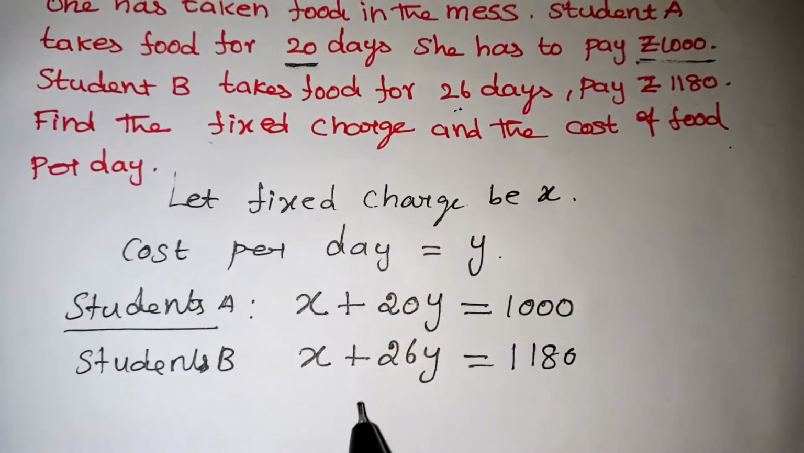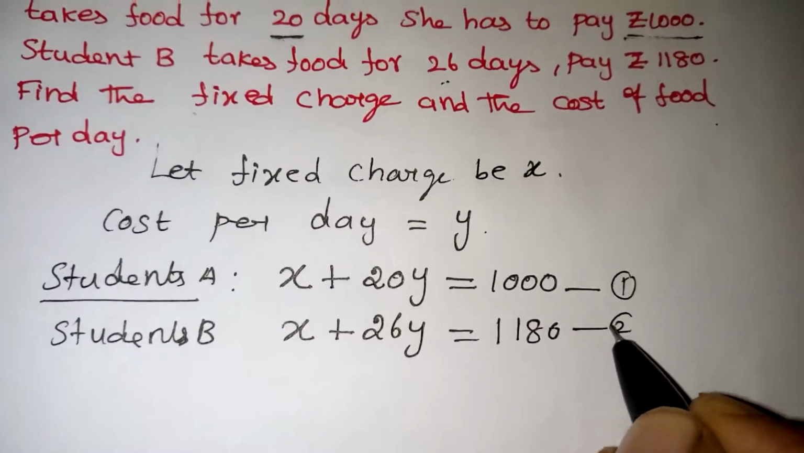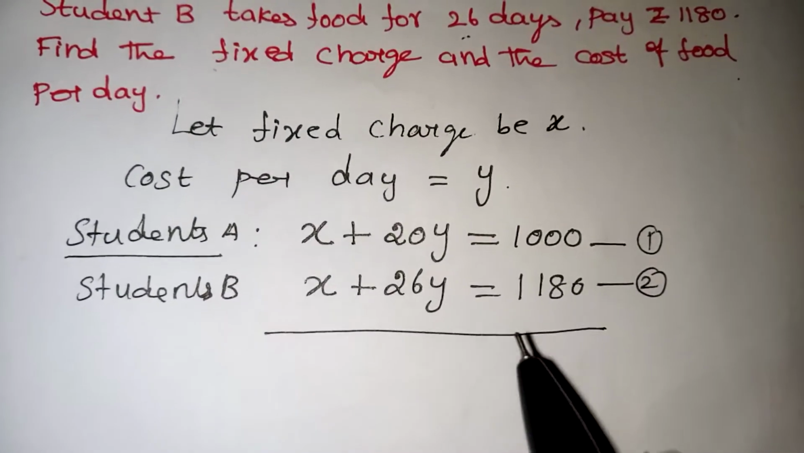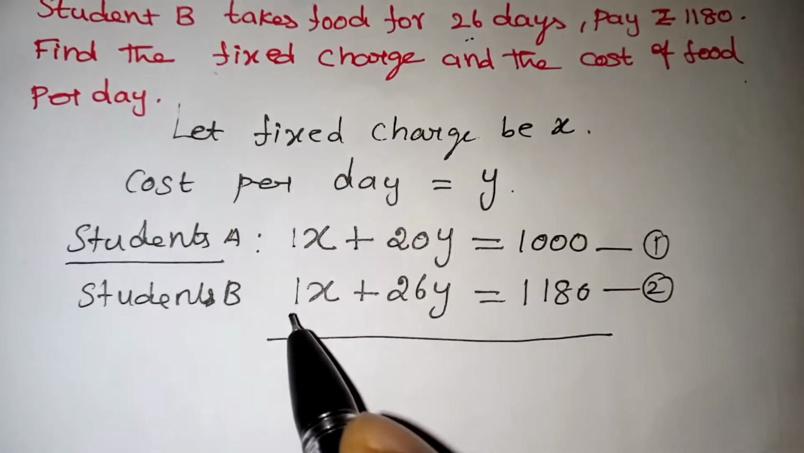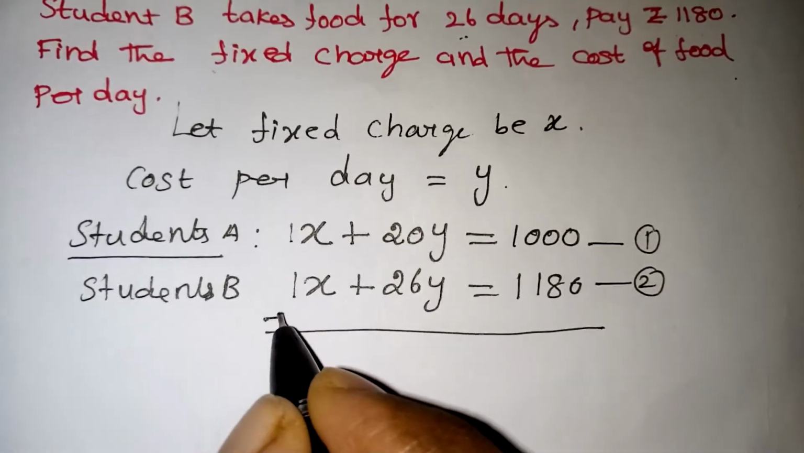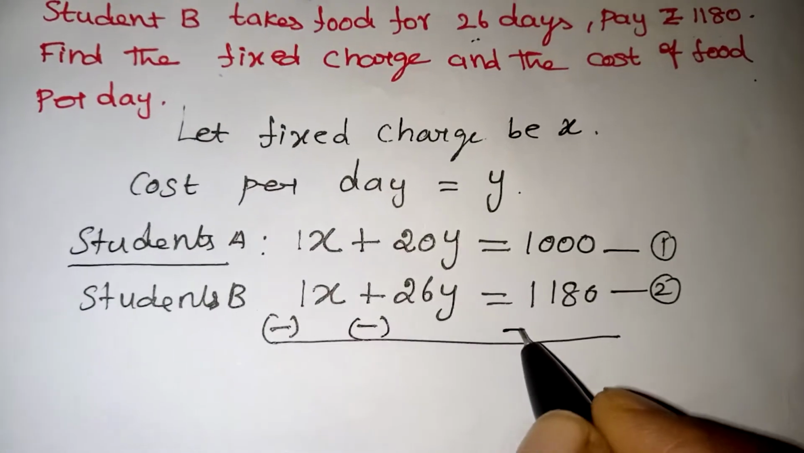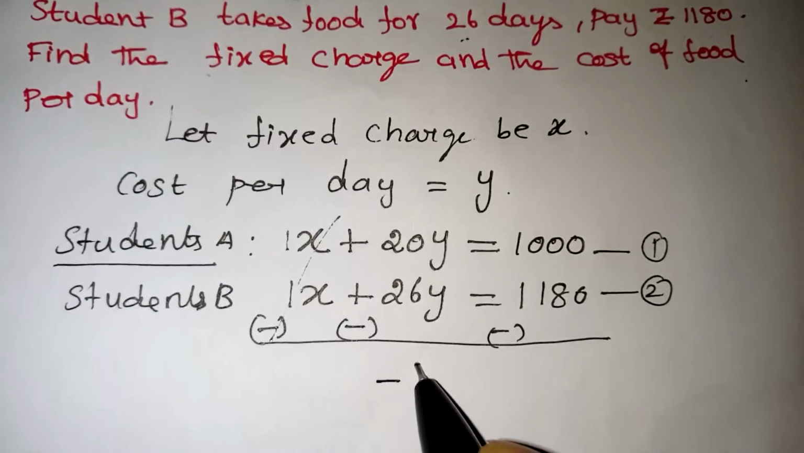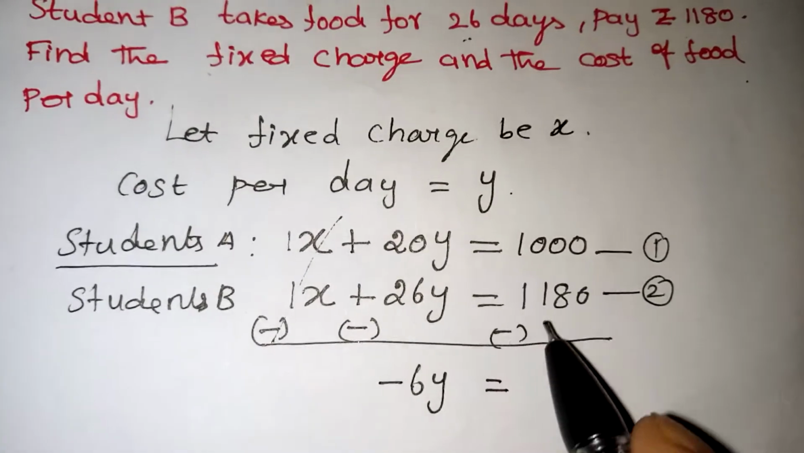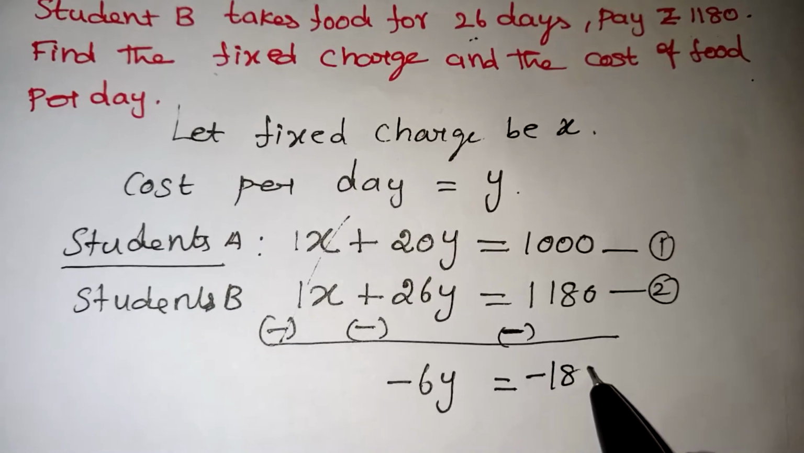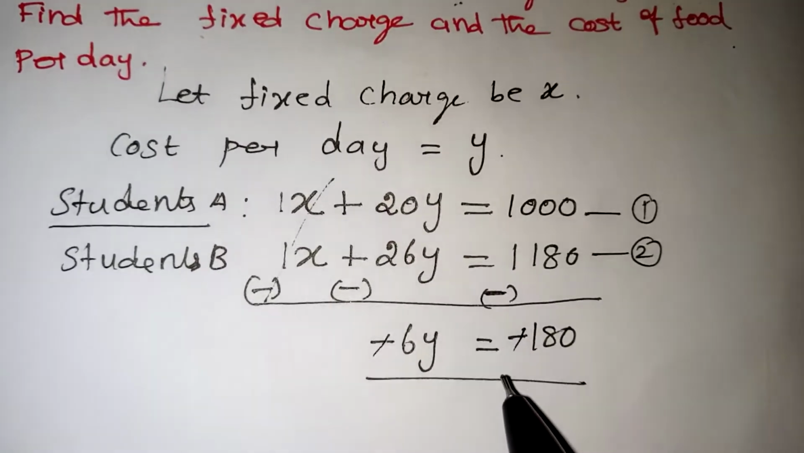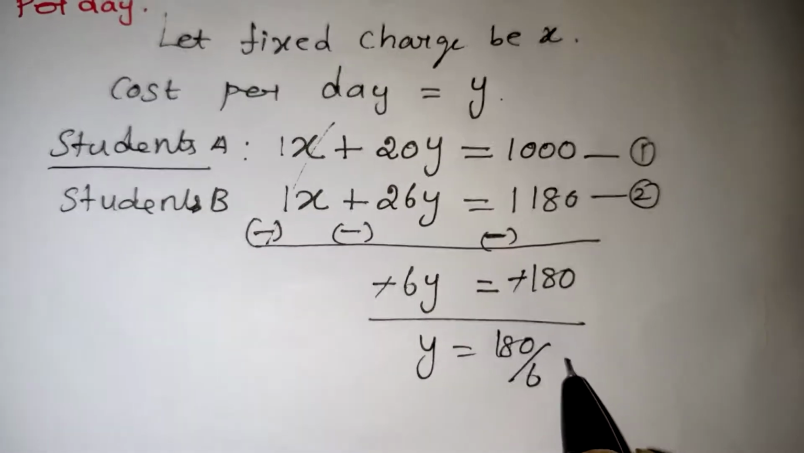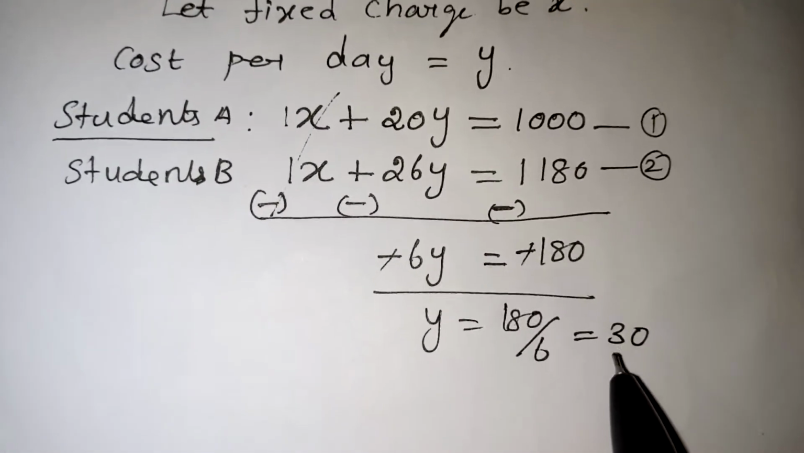Now these two equations should be solved by any method. So I am selecting elimination method. That is very easy for us. Elimination method I am going to solve. Here both are 1x, but both are in plus sign. I cannot cancel. So we have to change the sign for second equation. So x and x will get cancelled. 20 minus 26 will give you minus 6y, which is equal to 1000 minus 1180, minus 180. So minus and minus will get cancelled. So y is equal to 180 by 6, which is equal to 30. 6 and 180 we can cancel, that is 30.